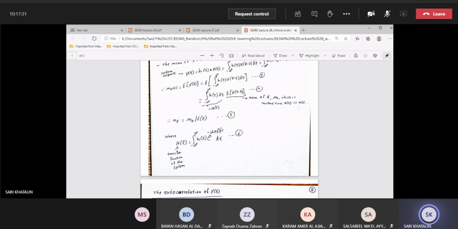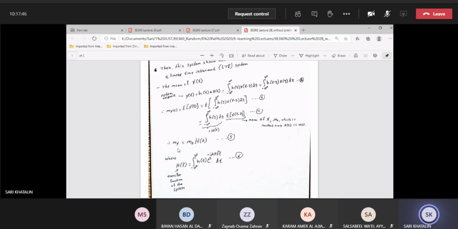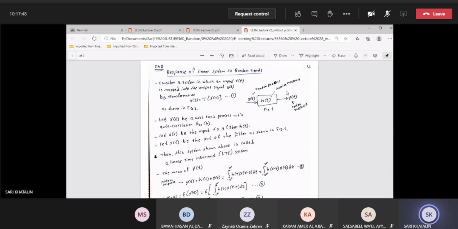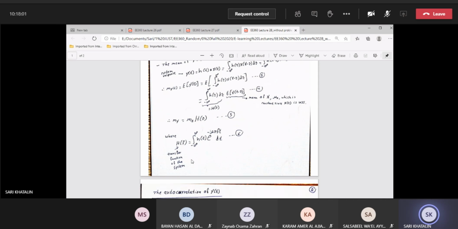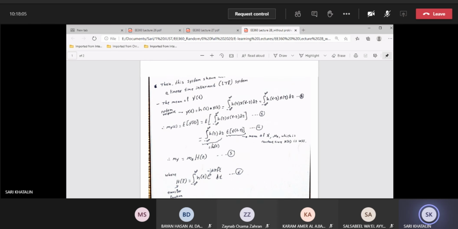So when f is equal to 0, the exponential here is going to go to 1. So you'll end up with this integration, which means that the transfer function for f equal to 0 is right here. Which means the mean of the output y of t is equal to the mean of the input x of t times the transfer function for f equal to 0.